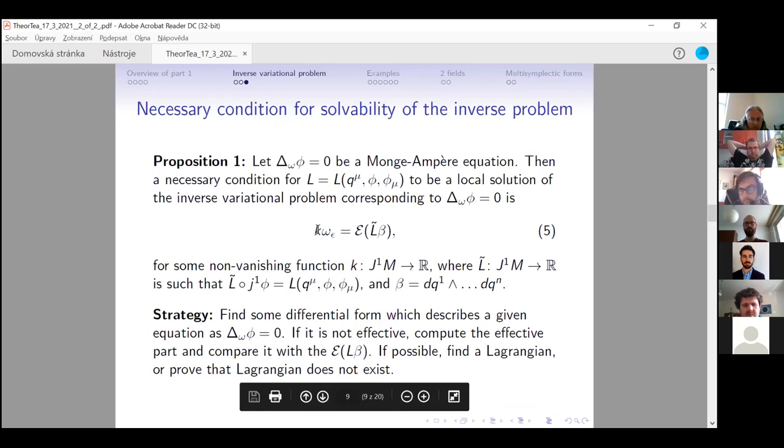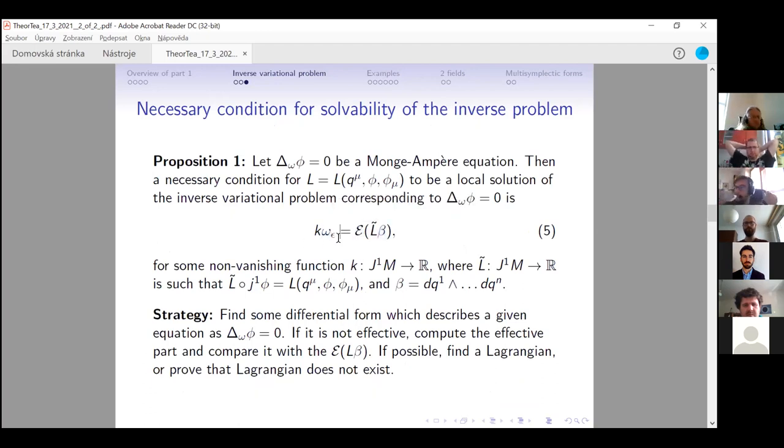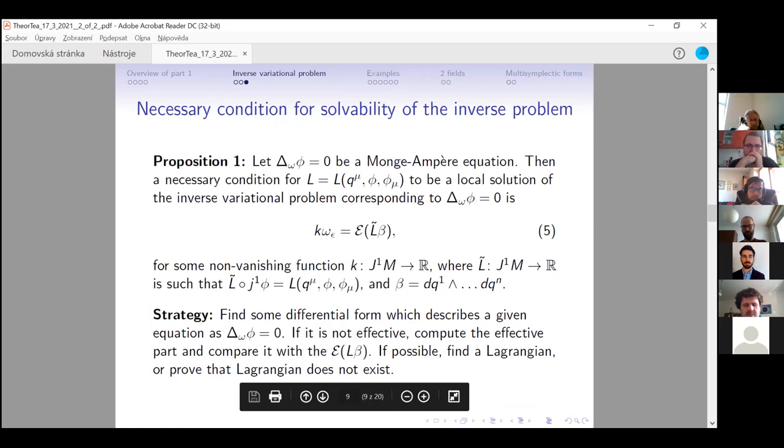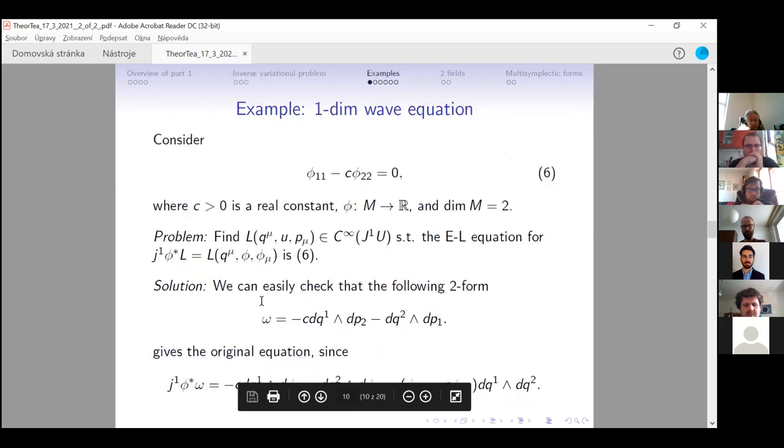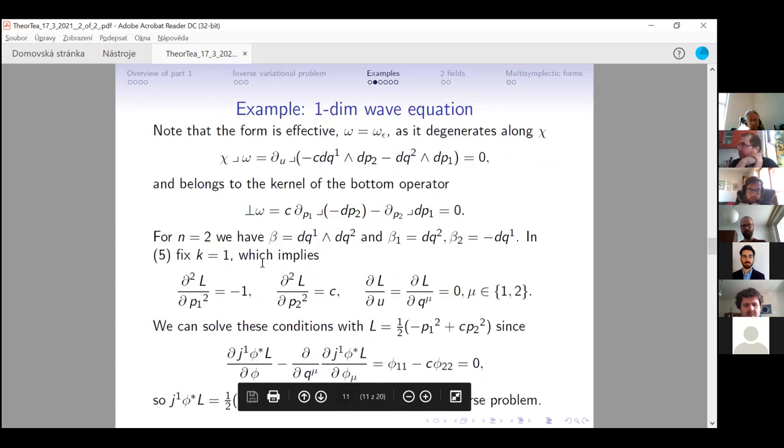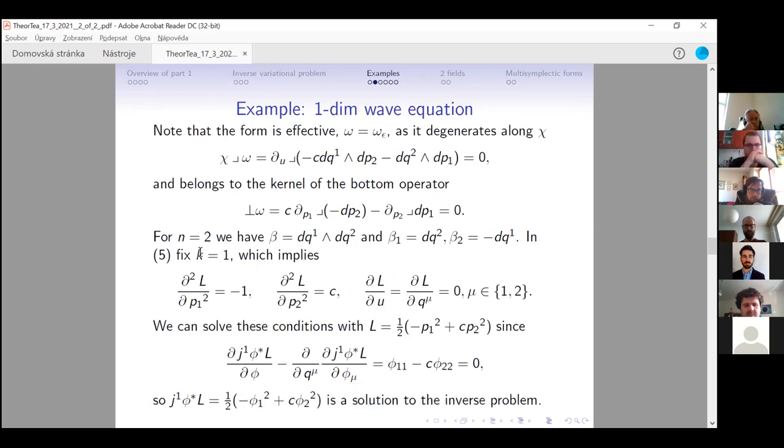that two forms, one form, another form, determine the same equation if they differ by some non-vanishing function. And this will be the necessary condition for the existence of L. We can fix K to be 1 without loss of generality. Of course, if we pick different K, we get our corresponding multiple of the solution.